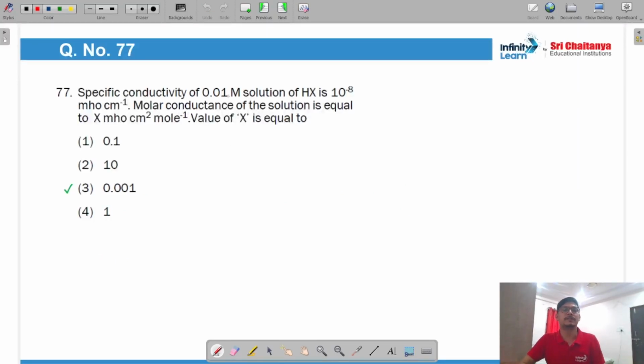Specific conductance, kappa, is given for a 0.01 molar concentration, and molar conductance is to be calculated. So it's simple guys, it's kappa into 1000 divided by concentration. Substitute the values, and you'll find the answer to be 0.001.